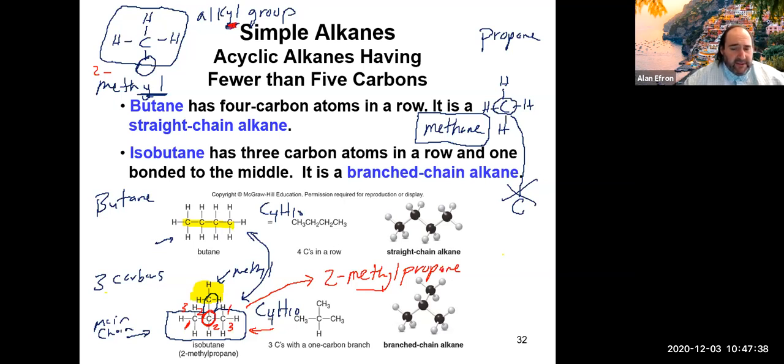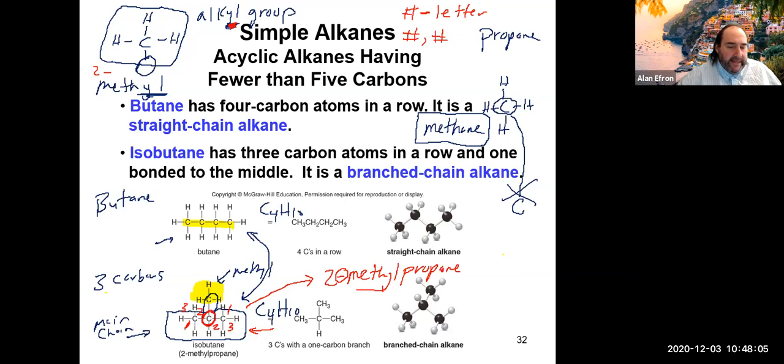You give the location. When we name something, we do a dash between a number and a letter, which is why we have the 2-methyl here, a dash between a number and a letter. And if you happen to have 2 numbers in a row, which can happen, we do a comma between 2 numbers. Any questions on that?